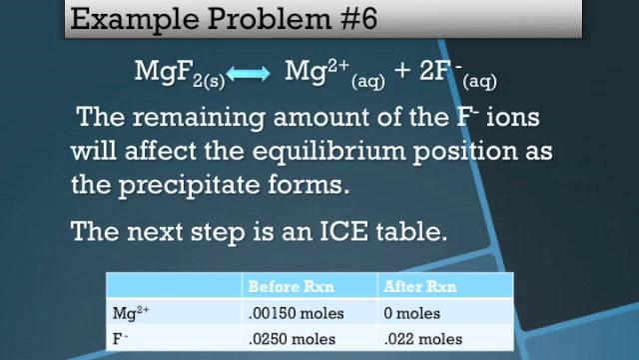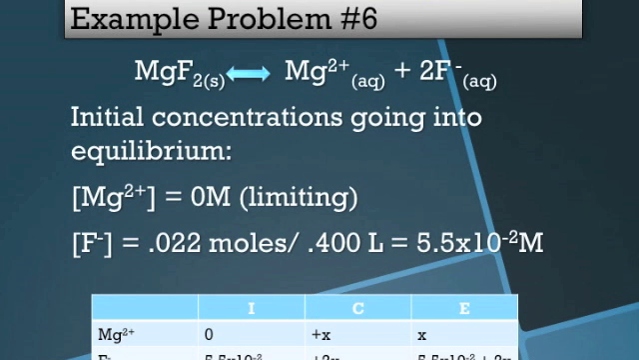The excess fluoride ions will affect our equilibrium calculations. So the next step is an ice table. Our ice table starts with 0 moles of magnesium ions and 0.022 moles of fluoride ions. With our ice table, however, we need to convert back to molarity for the equilibrium calculations. 0.022 moles of fluoride in 400 milliliters is 0.055 molar. As our equilibrium is established, magnesium gains X and fluoride gains 2X according to our coefficients in our original reaction.